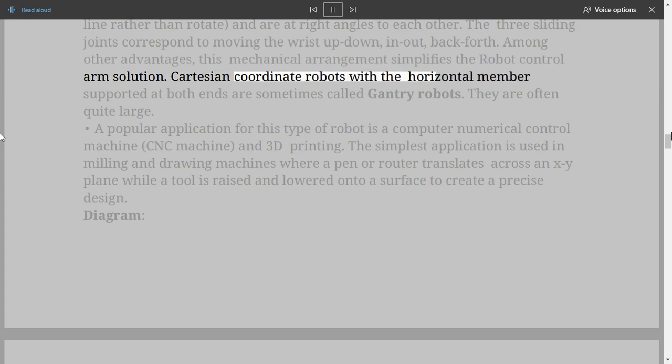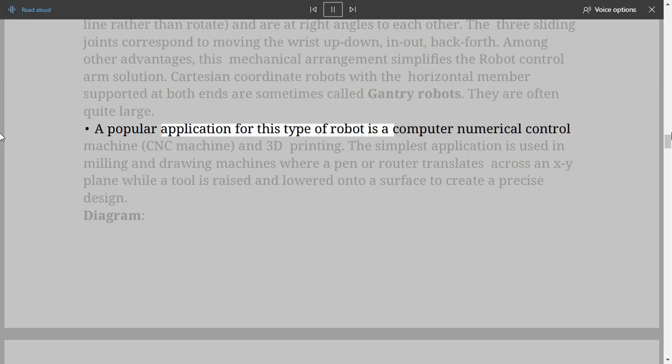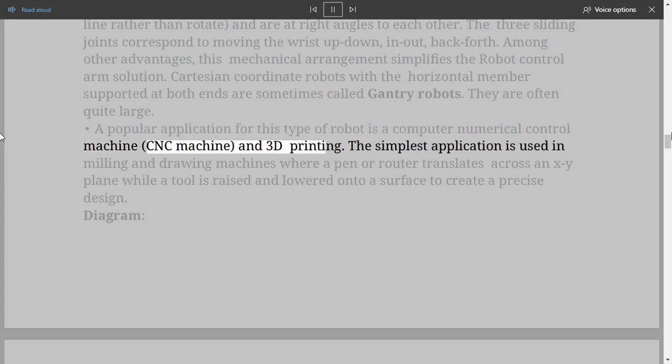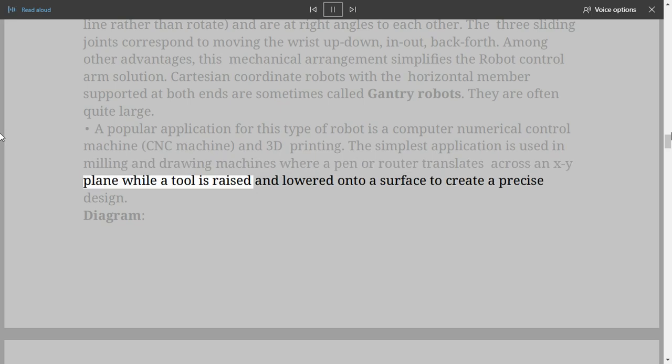Cartesian coordinate robots with the horizontal member supported at both ends are sometimes called gantry robots. They are often quite large. A popular application for this type of robot is a computer numerical control machine, CNC machine, and 3D printing. The simplest application is used in milling and drawing machines, where a pen or router translates across an XY plane, while a tool is raised and lowered onto a surface to create a precise design. Diagram.